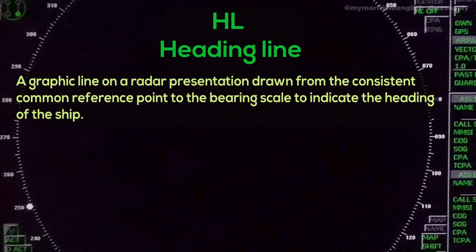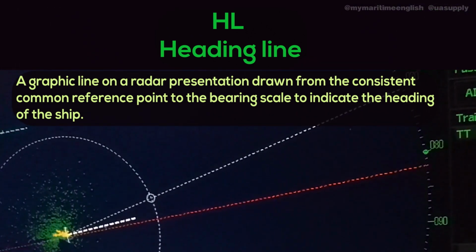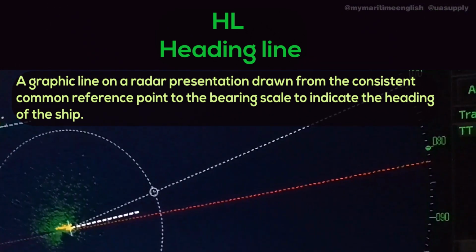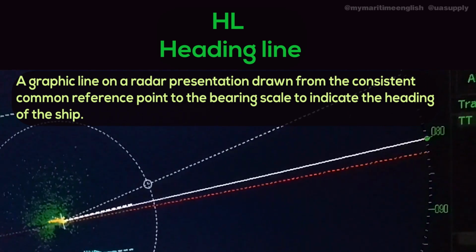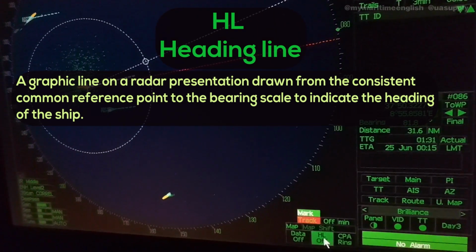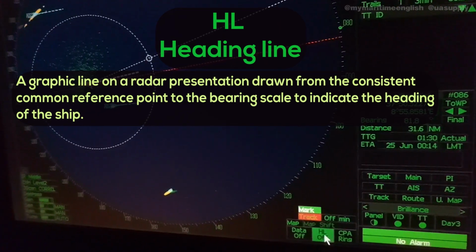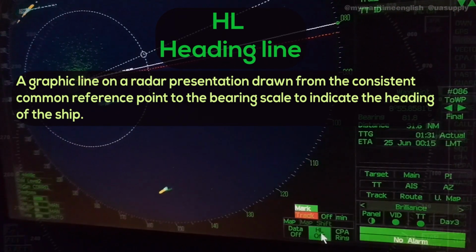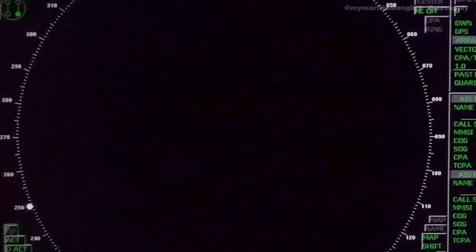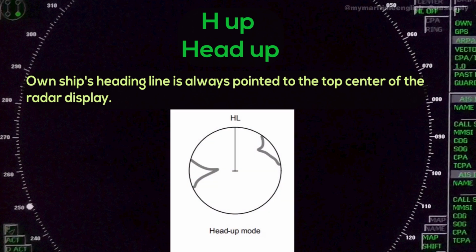HL, heading line, a graphic line on a radar presentation drawn from the consistent common reference point to the bearing scale to indicate the heading of the ship. H up, head up. Own ship's heading line is always pointed to the top center of the radar display.